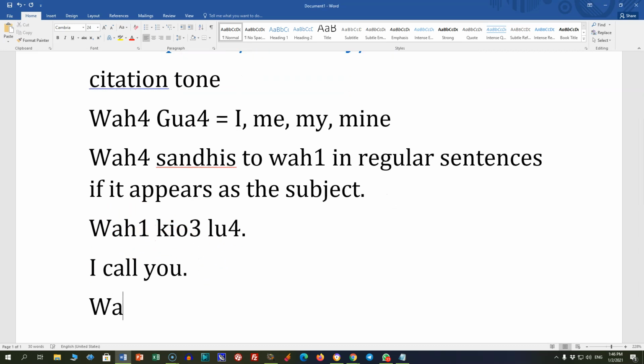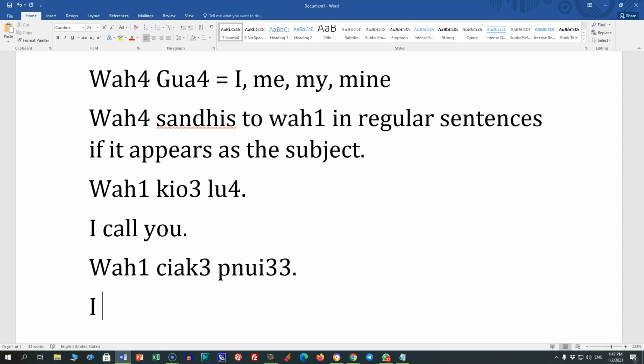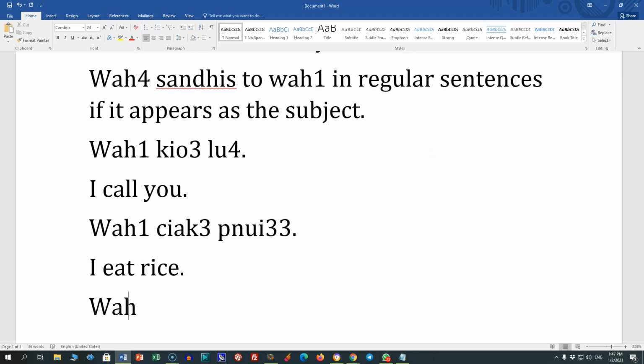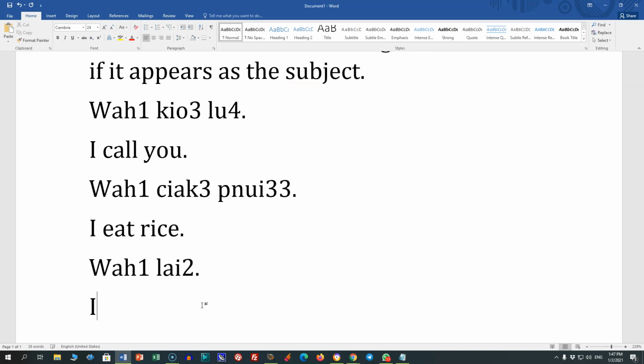Another sentence. wah4. wah來. So, these are all considered as regular sentences. In regular sentences, the word wah changed to wah.